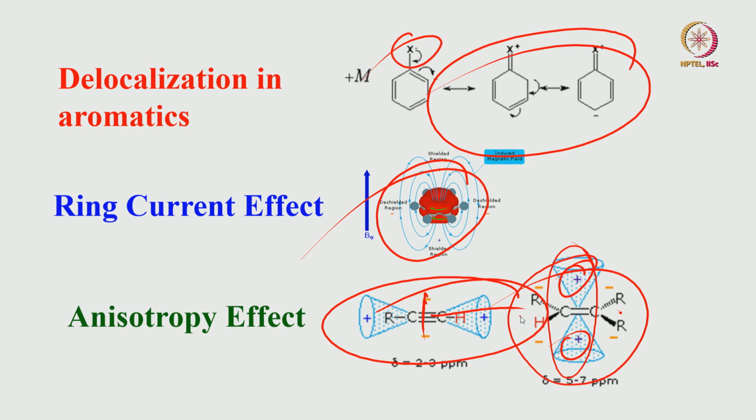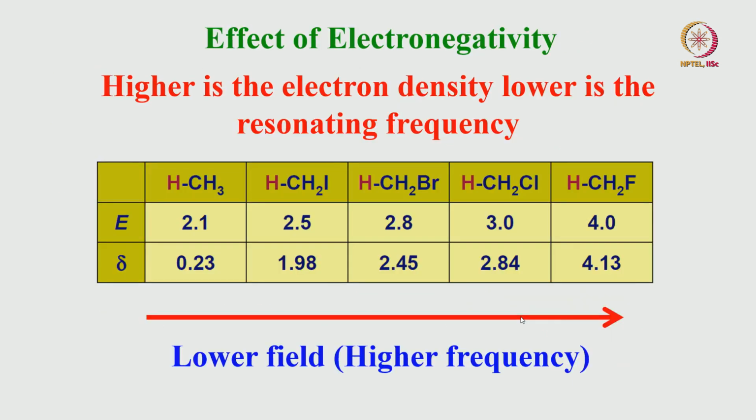A lot of information is available in the books. These are all the factors, many of which contribute to shielding or de-shielding. We will take one or two examples. It is impossible to cover everything. Numerous examples and numerous factors contribute to the chemical shift, but one or two examples we will take. What is the effect of electronegativity? That we will understand. The higher the electronegativity, the lower the electron density, and the lower the resonating frequency. That is what I said.